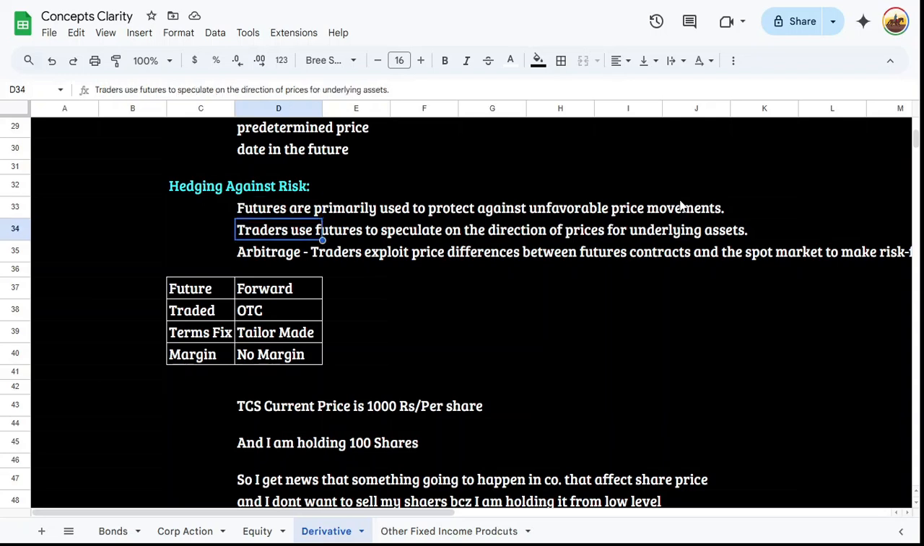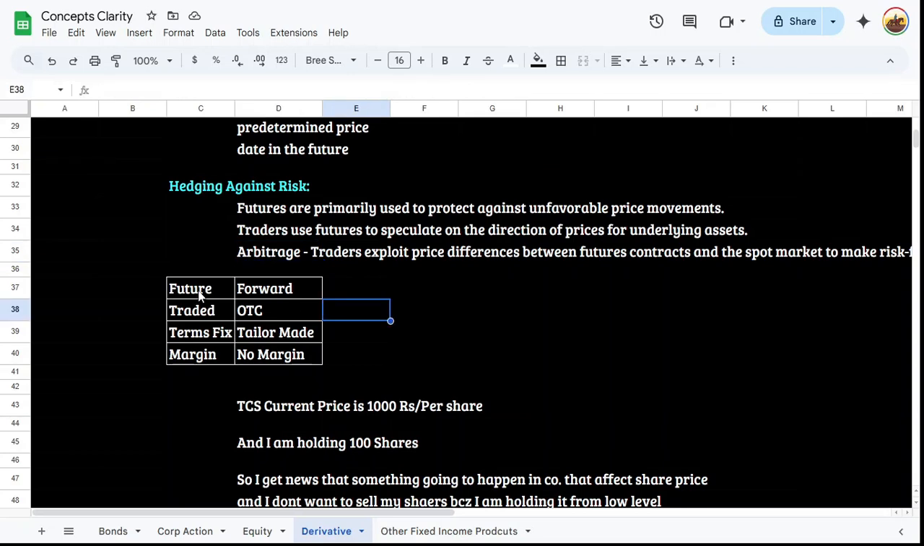Sometimes traders use this to speculate on the direction. Sometimes there is an arbitrage opportunity. Arbitrage means there might be a price gap between the two, so traders exploit the price difference between the futures contract and the spot market for risk-free profit. It is another way.